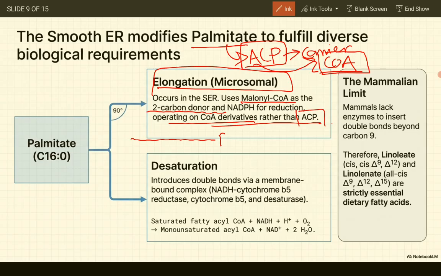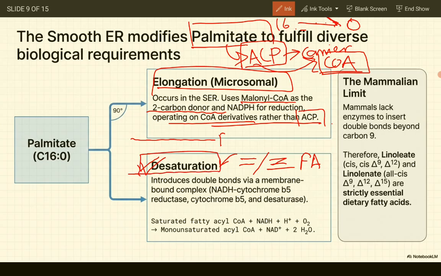Then there is a second process called desaturation. Desaturation is the process of inserting a double or triple bond inside the fatty acid chain. As you can see, palmitate has 16 carbons and 0 double bonds. There are no double bonds in palmitate. And again, this insertion of a double bond can only occur in the smooth endoplasmic reticulum. It cannot occur in the cytosol. The cytosol doesn't have enzymes for that.